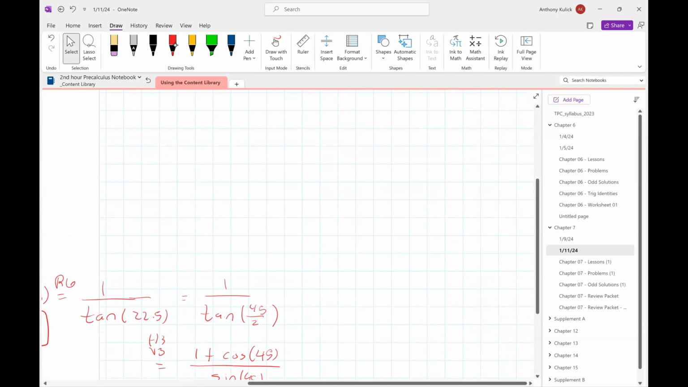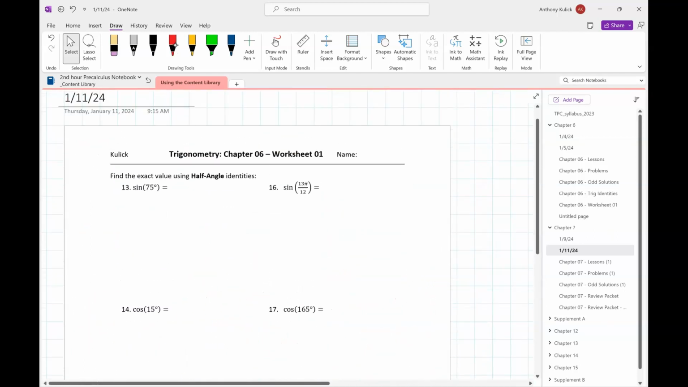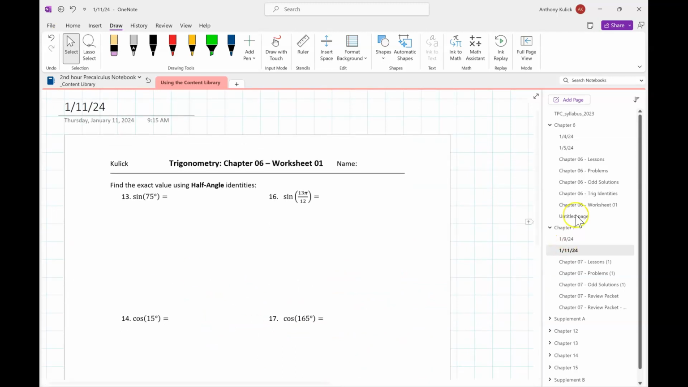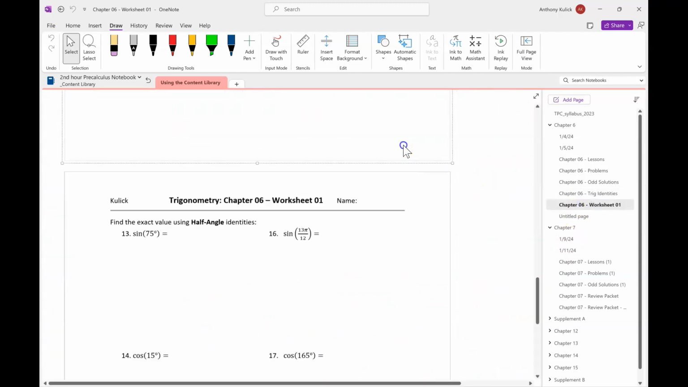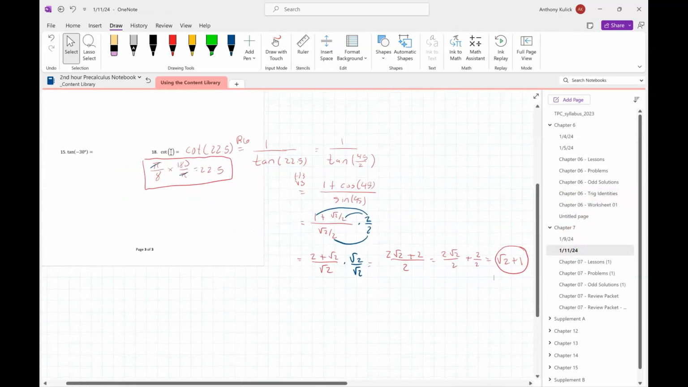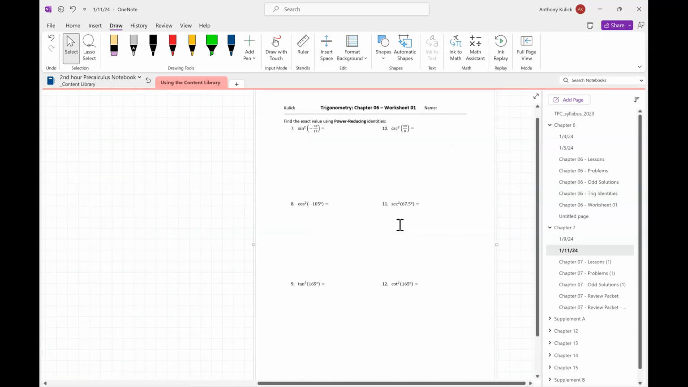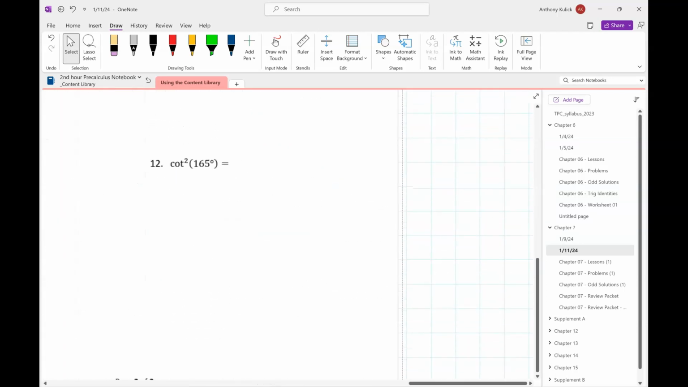12 from worksheet 1. Bless you. Bless you again. Okay, so this says to use the power reducing formulas.